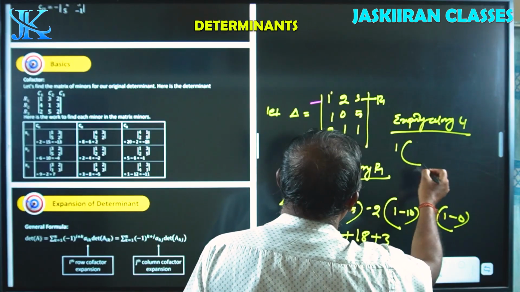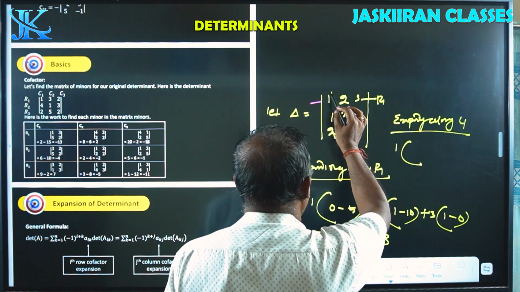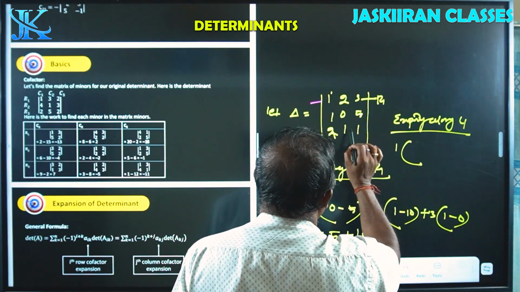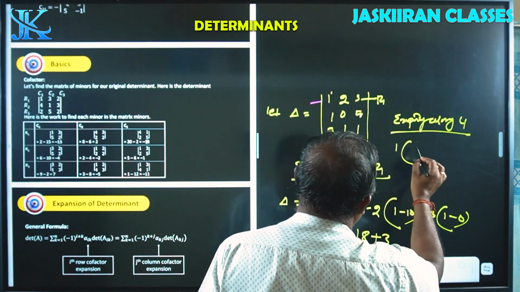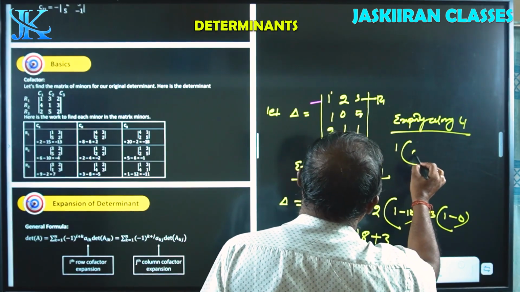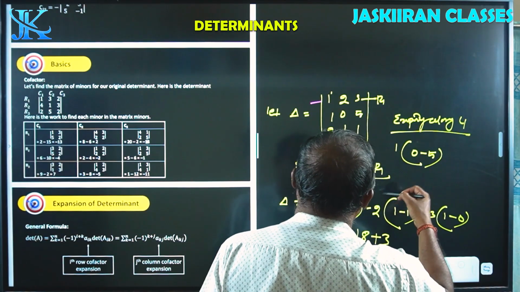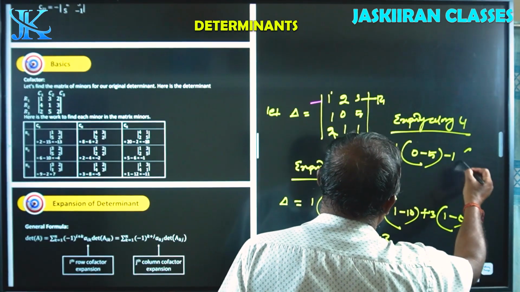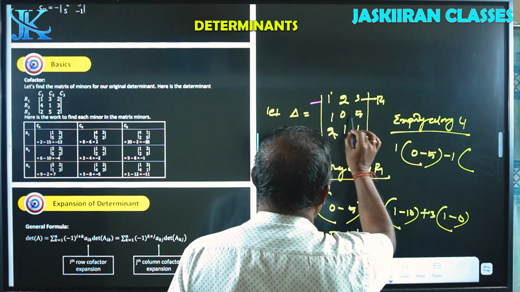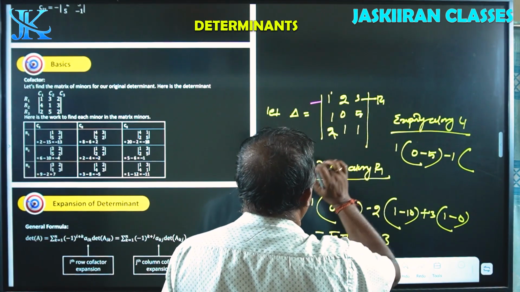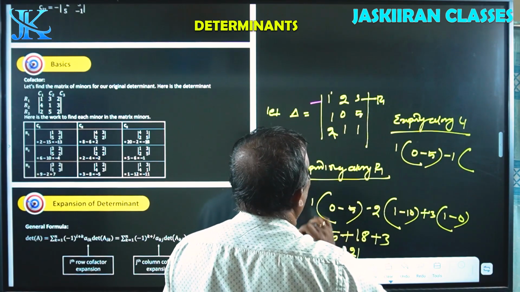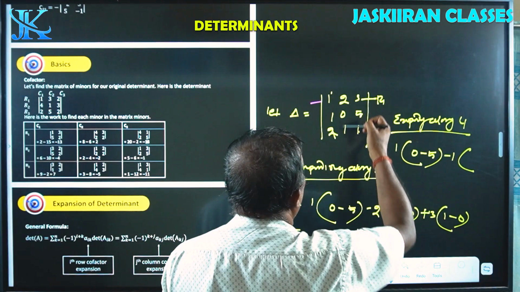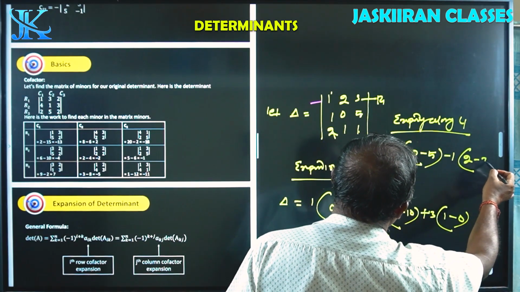Now 1 into this, omitting the third column and R2: 0, 5, 0, 5, 1, 1. That is 0 minus 5. Then the sign of 1 is minus, so minus 5. Then omitting the second row and third column, we get 2, 3, 1, 1. That is a second order determinant. That is principal diagonal minus secondary diagonal, 2 minus 3.